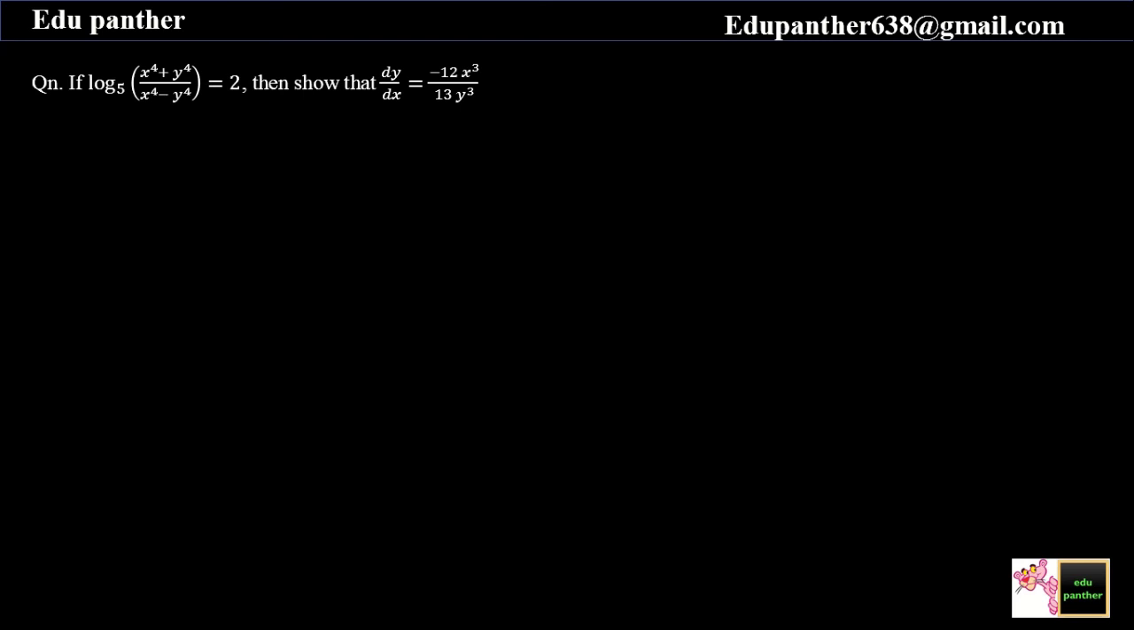Next sum, same. Now here this is different. Log of this whole term is given as 2. What we have to prove is dy by dx is equal to minus 12x cube upon 13 y cube. Now as we can observe here, it is almost the same as the previous question that we solved just now. So first write your question. Your question is log of this is equal to 2.